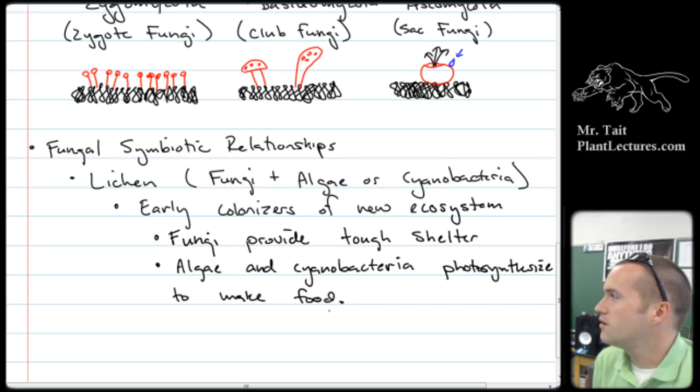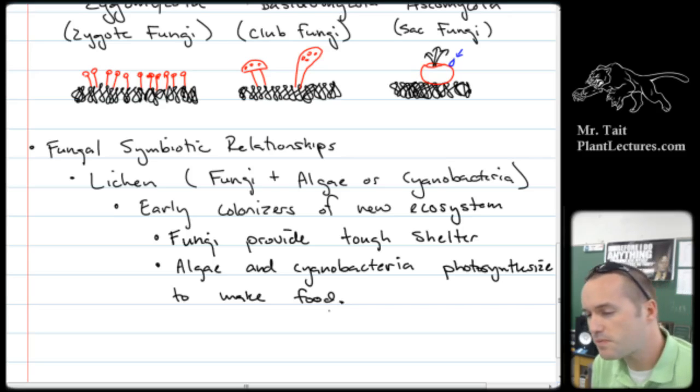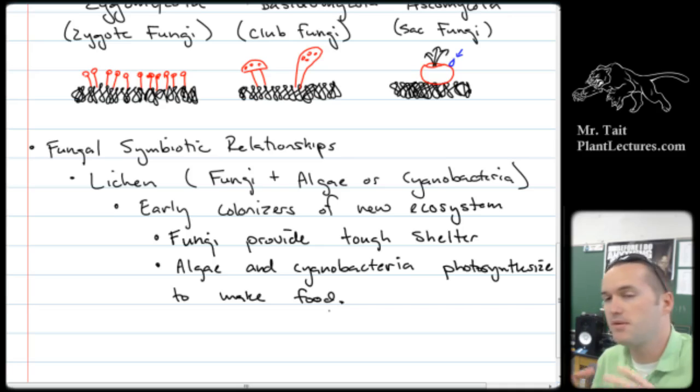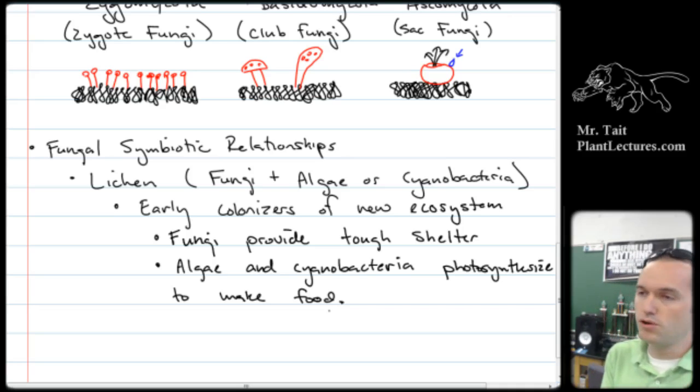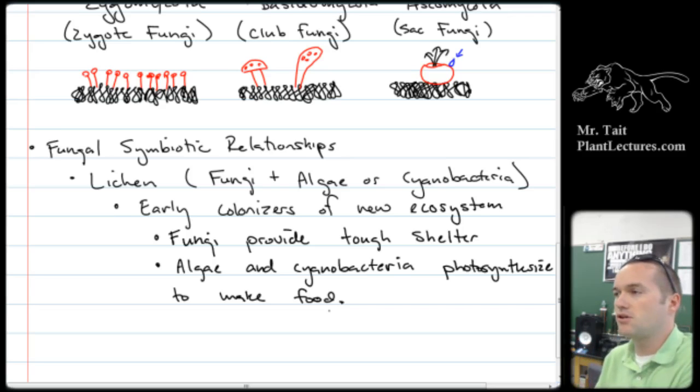So the fungi provide a tough shelter, and here's what they did in the study. In one petri dish, in a lab, they grew the fungi and the algae together. So they grew the lichen, and they measured its rate of growth and its rate of metabolism. In the other one, they extracted just the algae and grew the algae in a culture, and then they measured its rate of growth and its metabolism.